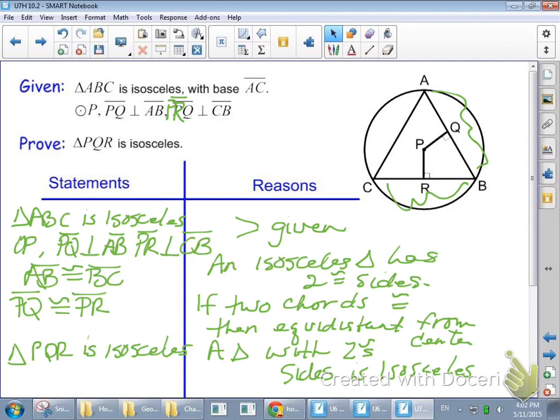Now, a question for you. Why do you think it was necessary to be given PQ is perpendicular to AB and PR is perpendicular to CB, even though they did not seem to play an active role in this proof? Take a second to answer that question, and then we'll move on.